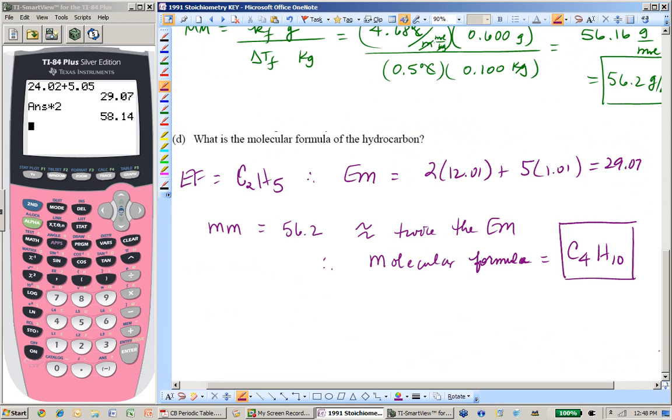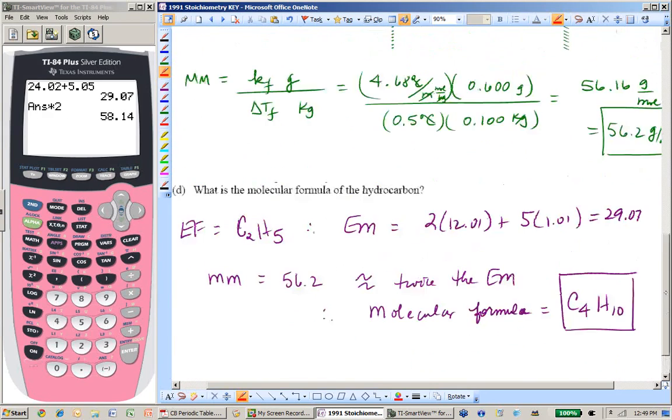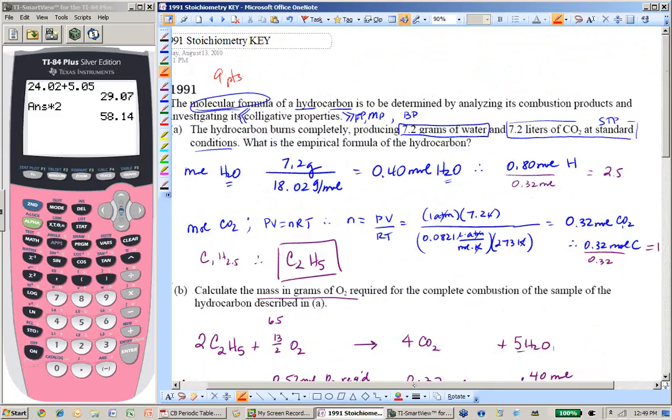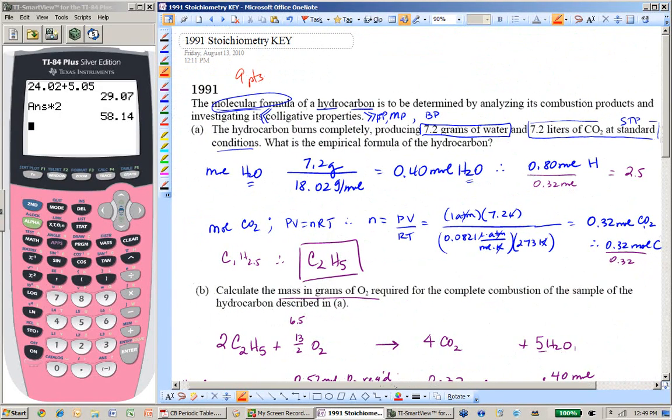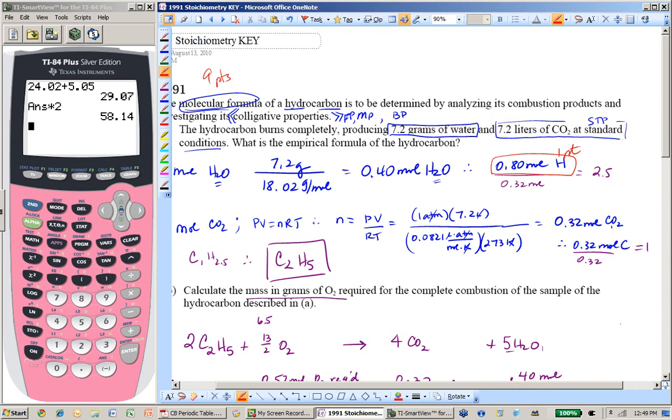And we are finished. So again, let's go through the scoring. 9-point total. Let's see how that broke down. Way back up here at the top, we got a point for getting the moles of hydrogen from the moles of water. We got a point for getting the moles of carbon from the moles of carbon dioxide. And we got a point for arriving at C2H5.